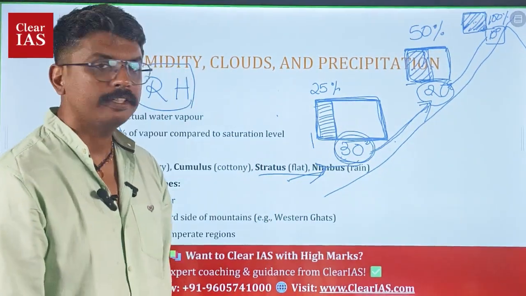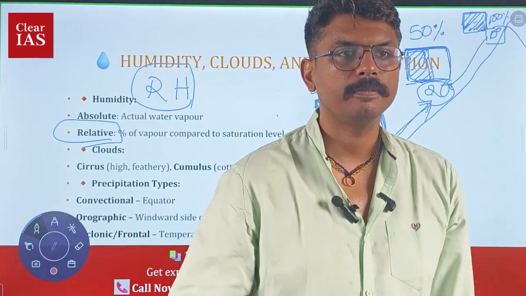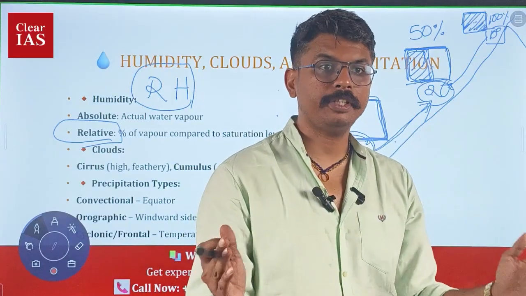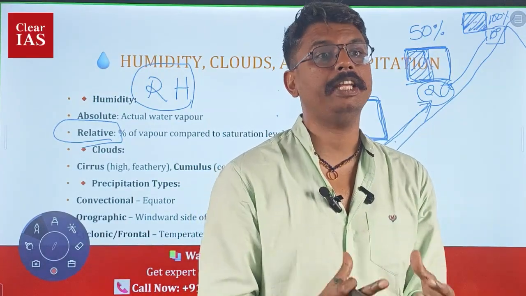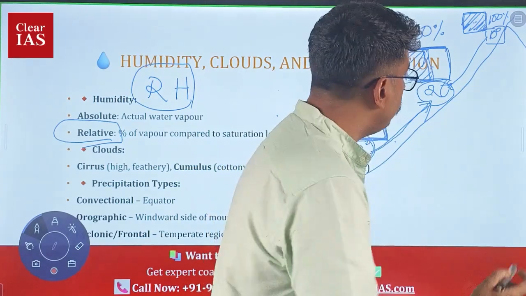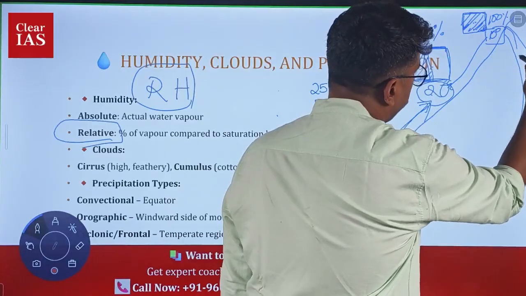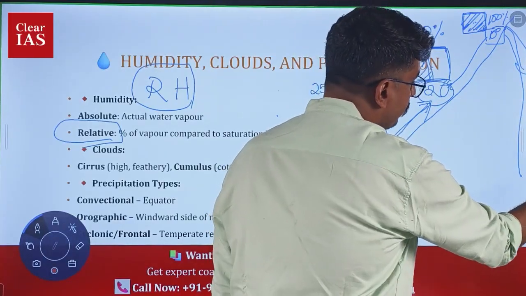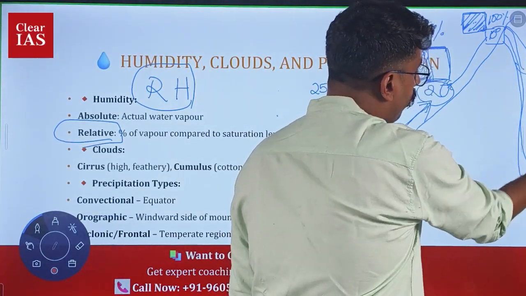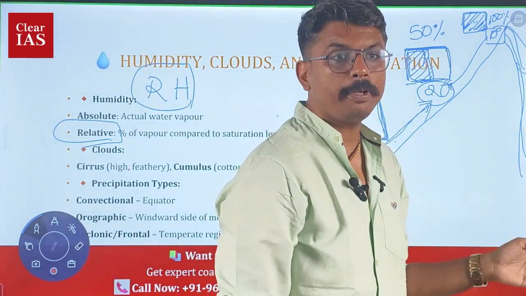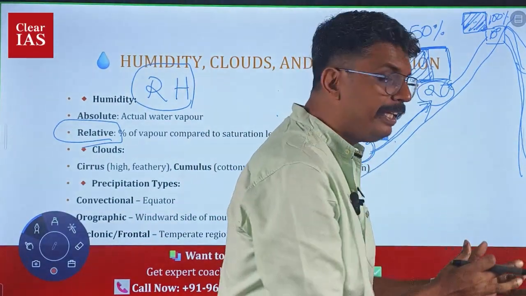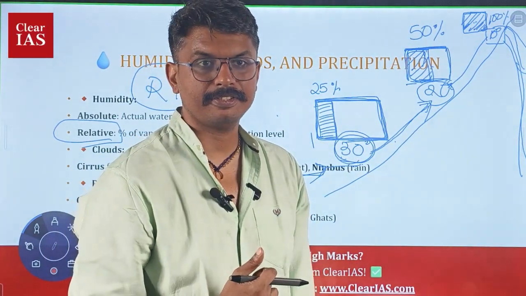So this understanding is called relative humidity. The capacity of carrying water will decrease when the temperature decreases, and when it comes down, the opposite happens: as the temperature increases, the carrying capacity of the air will start increasing. And that is the reason why there is no rainfall on the leeward side of the mountains. Not because there is no water vapor, there is water vapor, but the carrying capacity of the air increases.